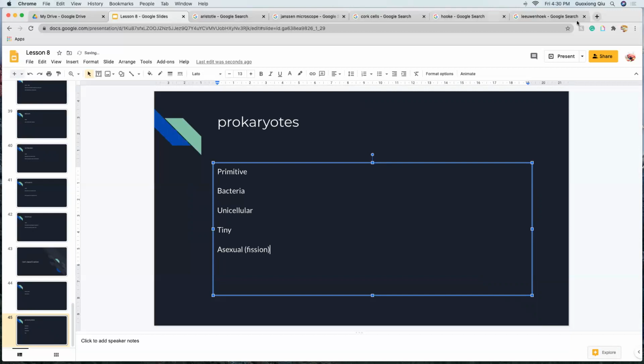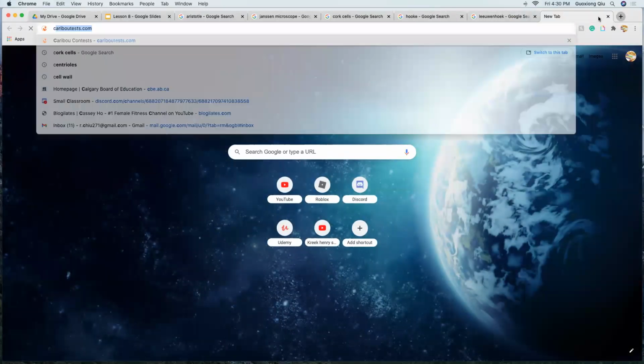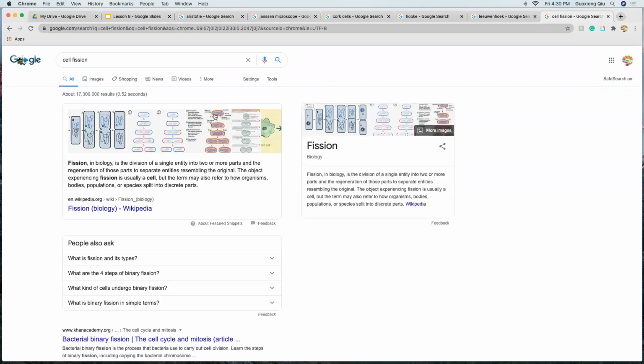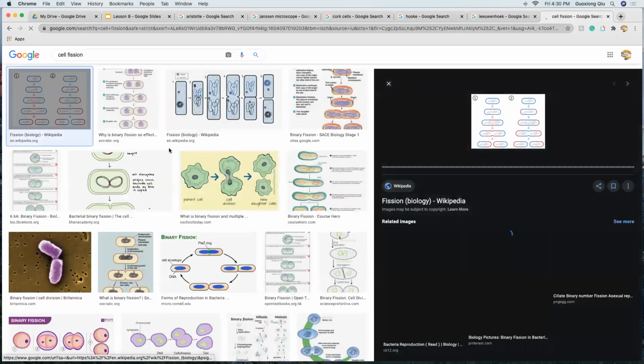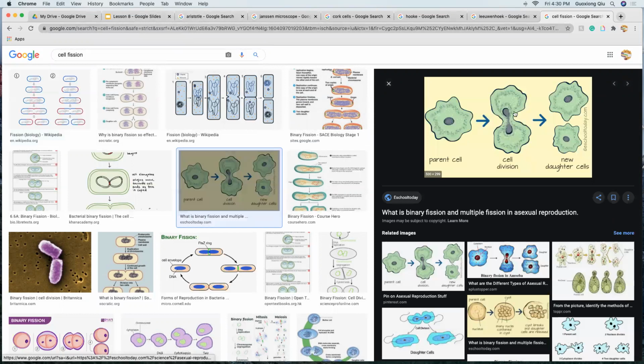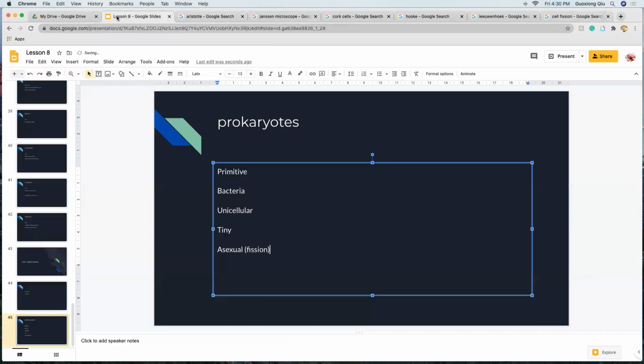Let's see if I can find an example of cell fission. There we go. Here's how bacteria reproduce. They just split themselves in half. Here we go. Next. Asexual fission.